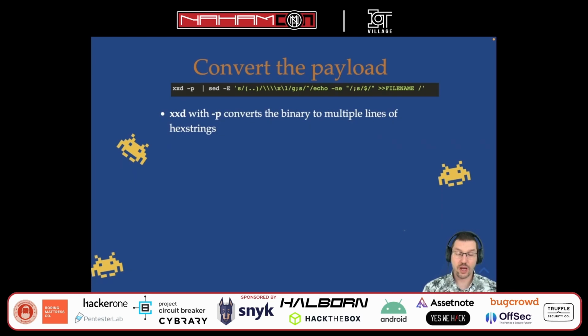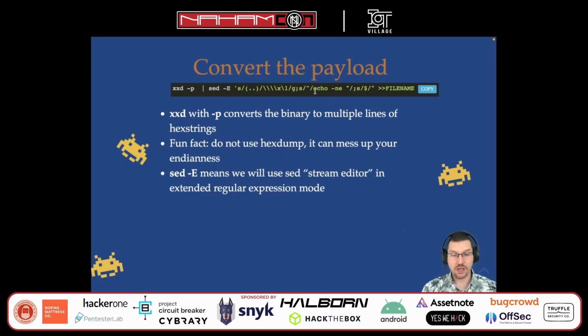So let's try and dissect what this one-liner does. The xxd with the -p parameter converts the binary to multiple lines of hex strings. Fun fact, do not use the hexdump utility because it can mess up your endianness, unfortunately. Now the next part, the sed -e, means that we will use the stream editor in extended regular expression mode.